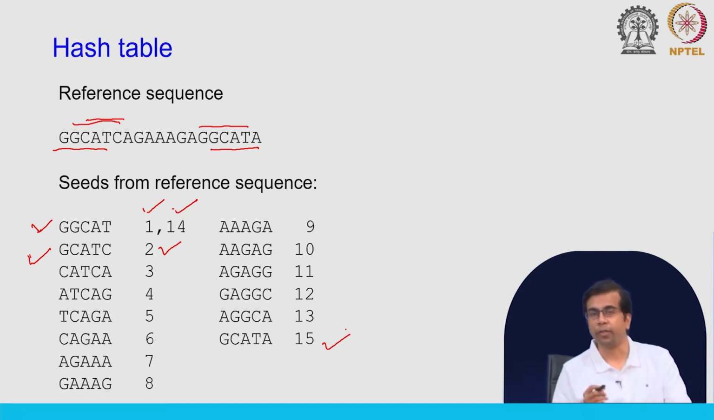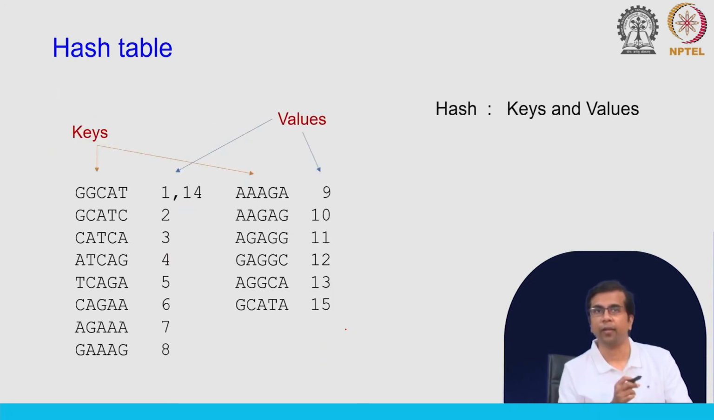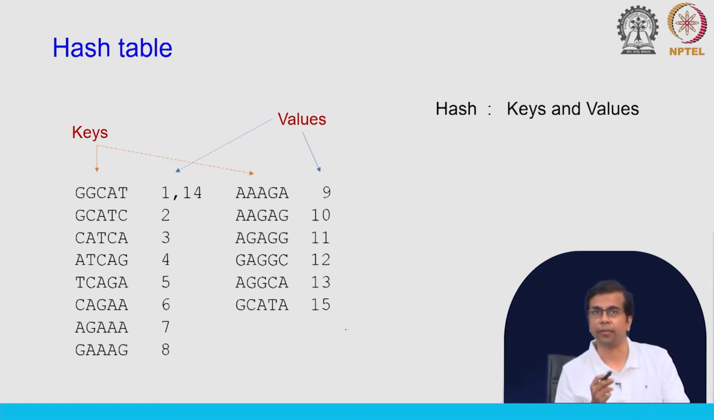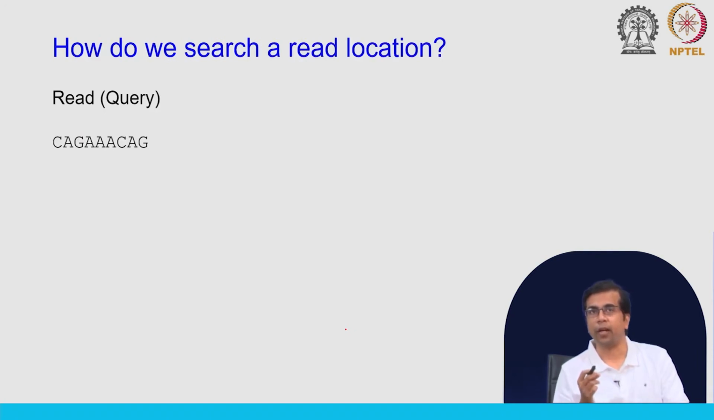Now we will utilize this hash table to actually map the read that we have taken. Here is the hash table. These are the keys and these are the values. If we can find these keys, we can retrieve the values by just calling the keys. This is a specific data structure which we call a hash, and because we have many of them, we call it a hash table. Now, how do we search a read location using this hash table we have built?